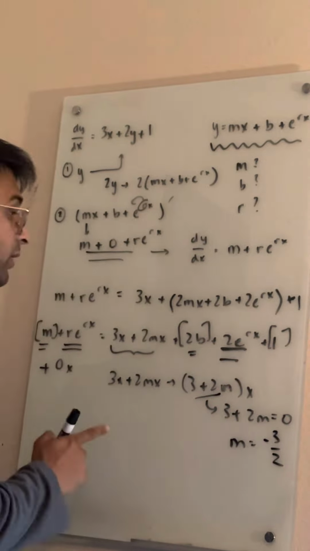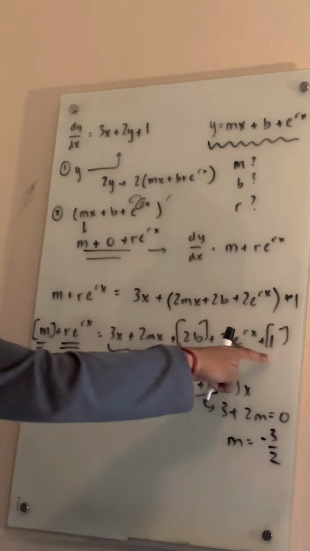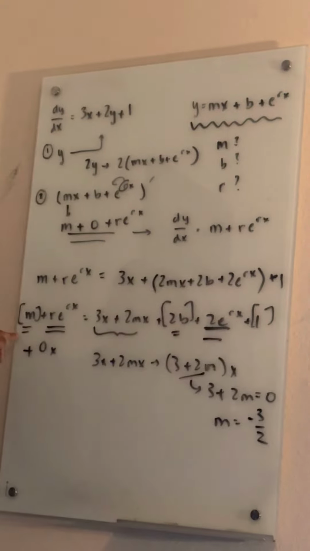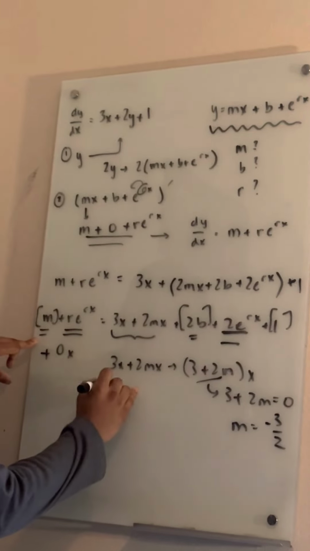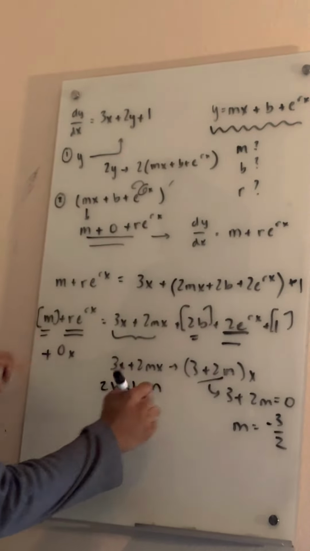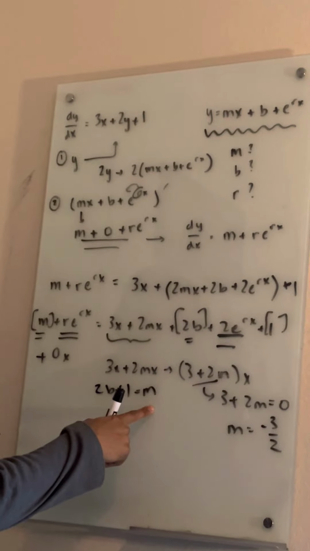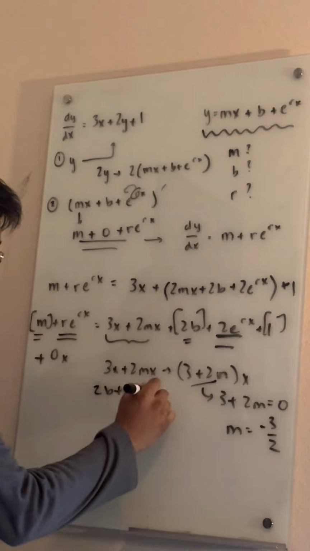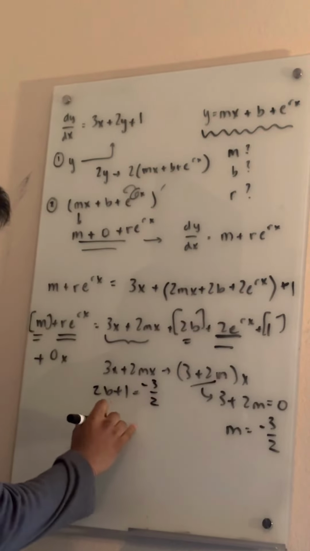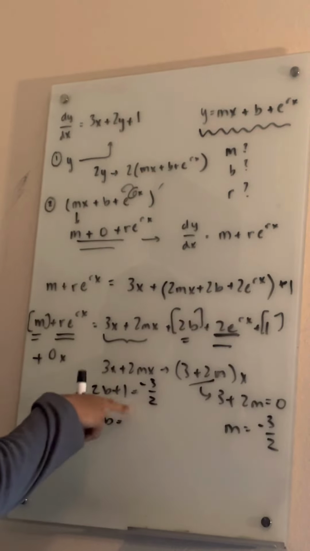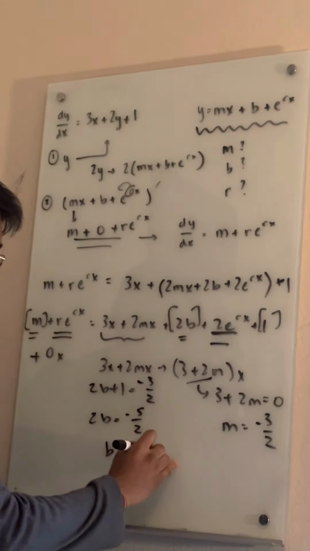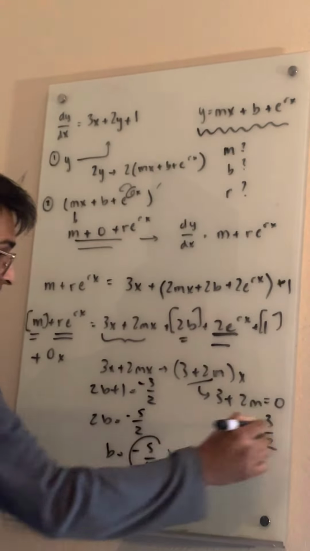The other thing we know is that 2b plus 1, our constants on the right side, equal the only constant on the left side. So 2b plus 1 is equal to m. We know m is -3/2, so I'm just going to replace that. So 2b is equal to -3/2 minus 1, which is -5/2. So b is equal to -5/4. So that's that one.